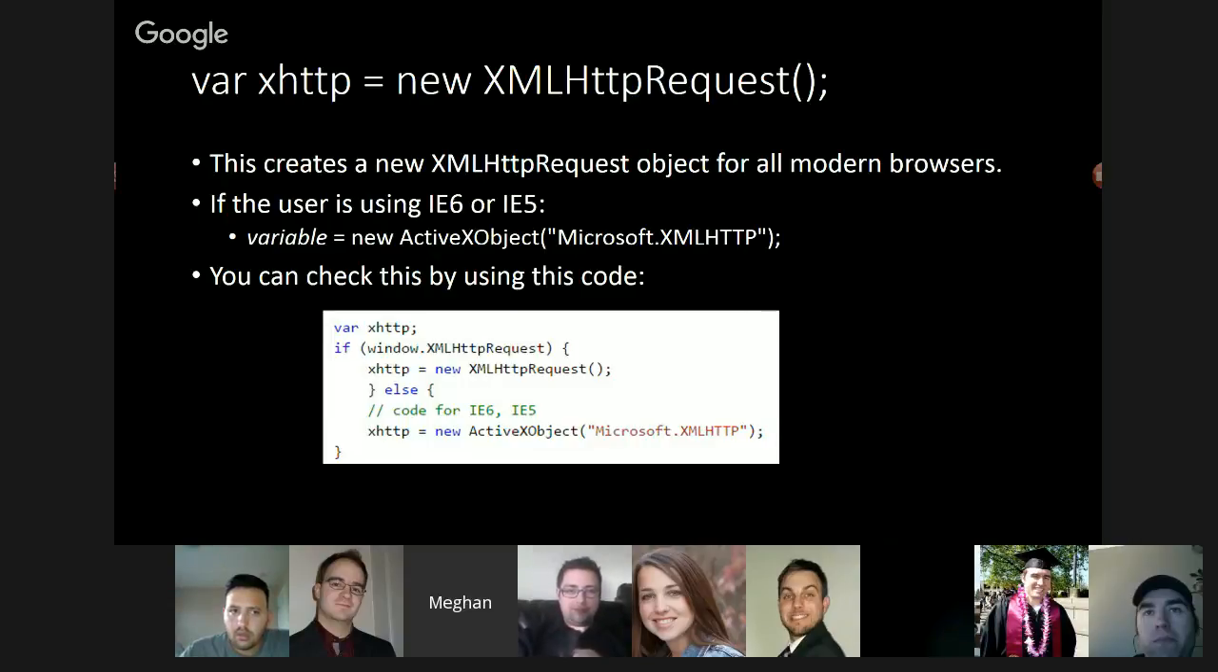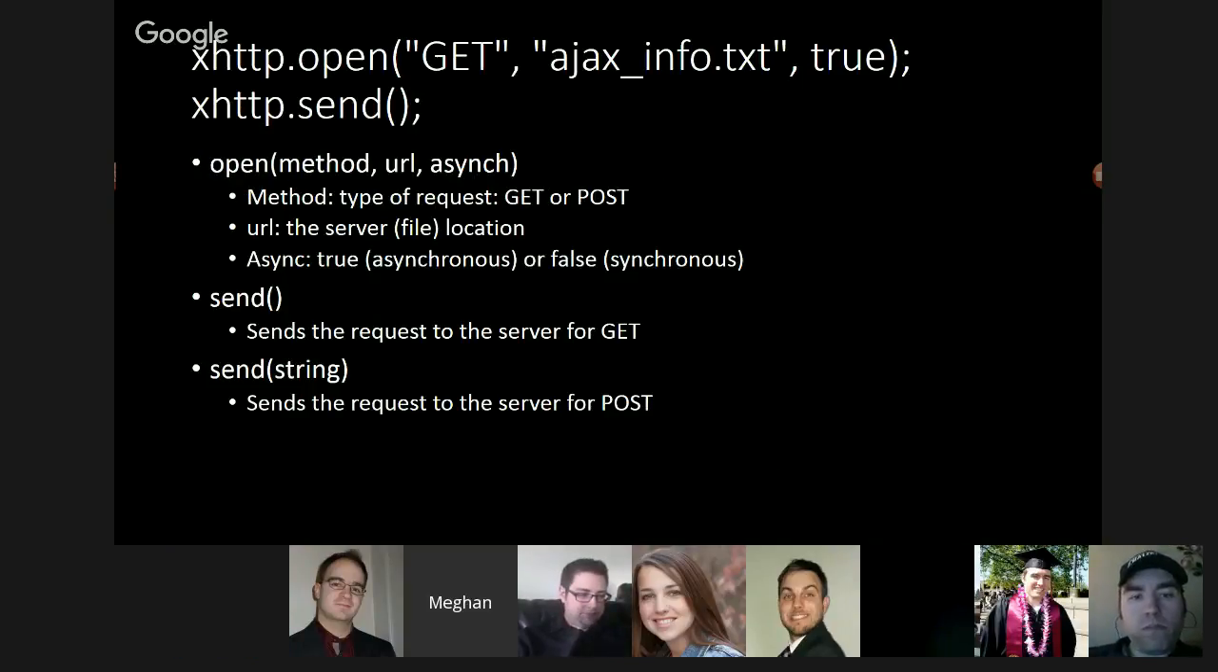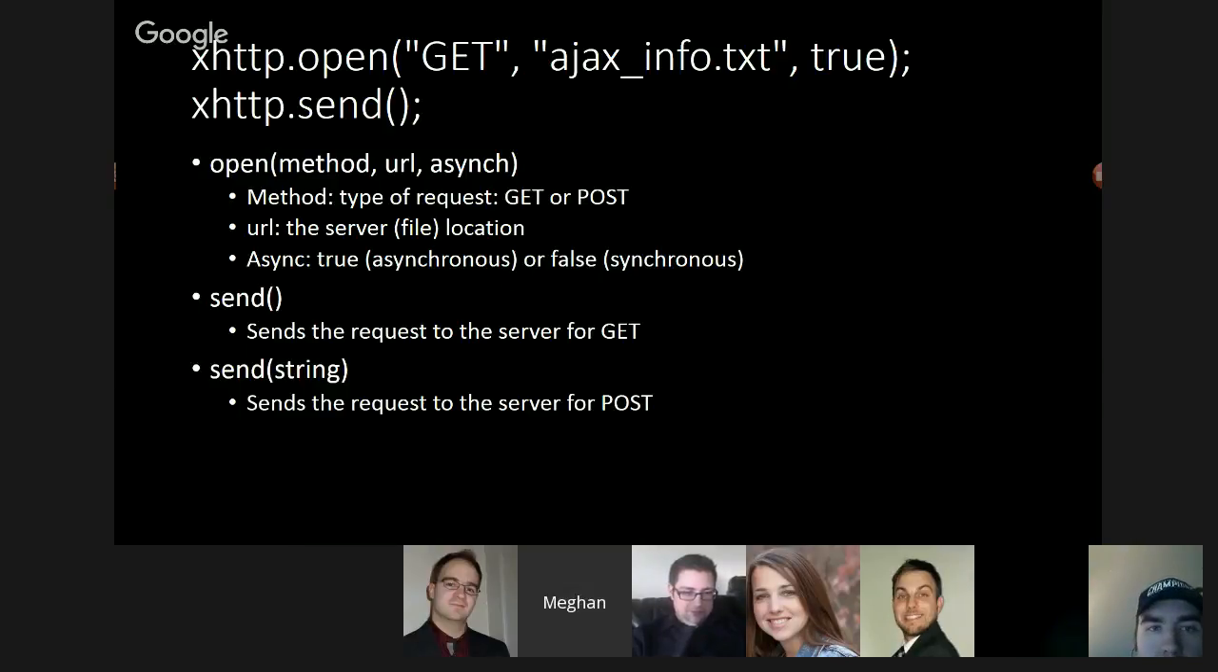Gotcha. Well, this is a quick check you can do if you ever need to. All right. So as for the open, and what the different parts in it are, the first one's always going to be the method. So there's going to be get or post. Which type of request are you using? And then you have the URL, the file that you're grabbing, and then whether it's asynchronous or not.